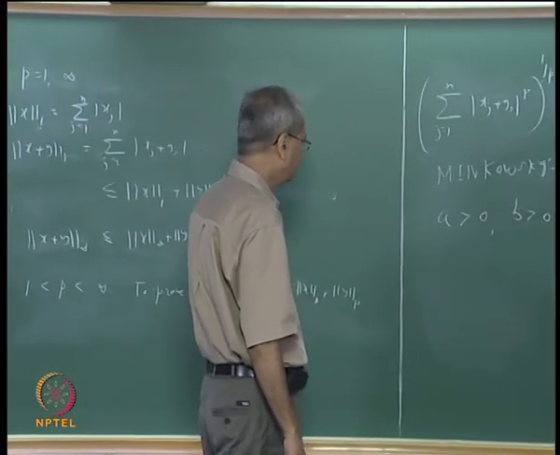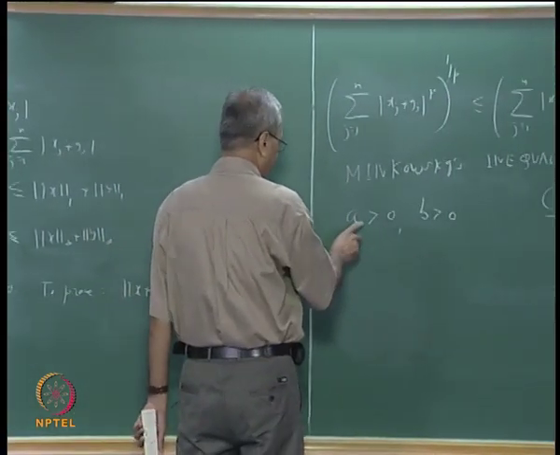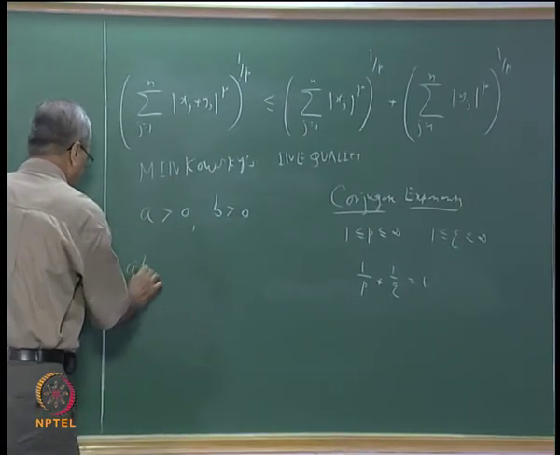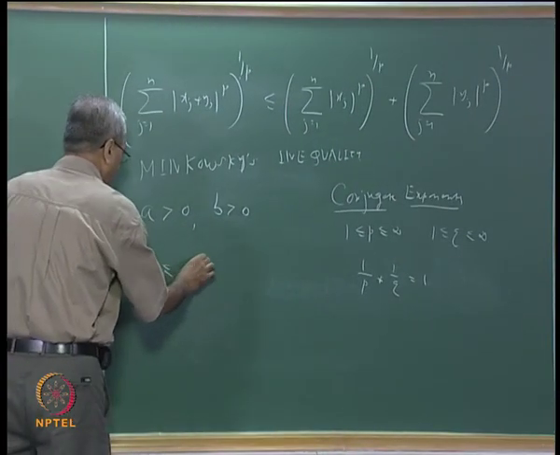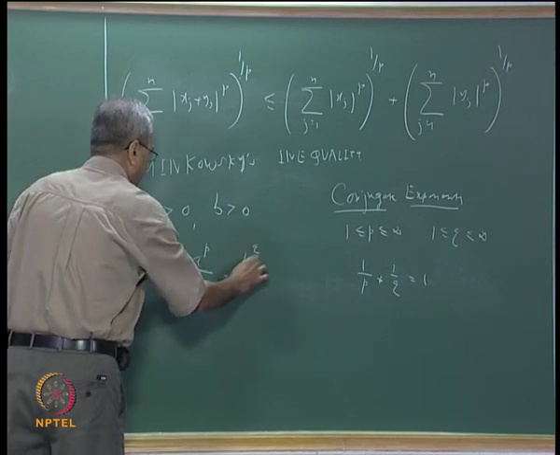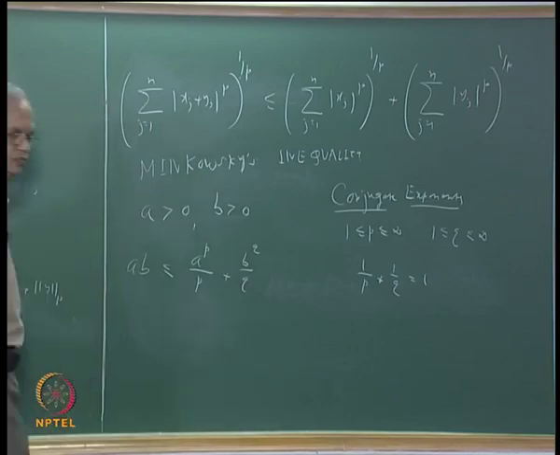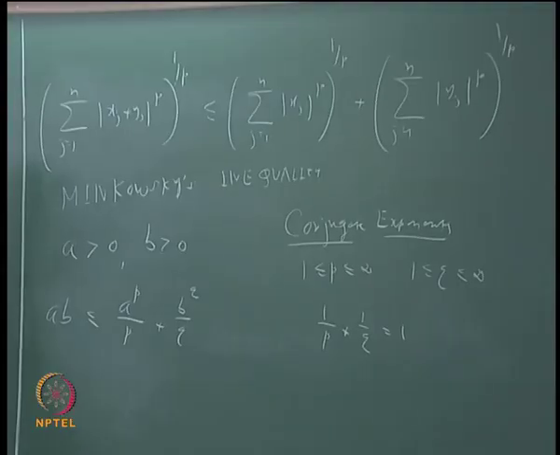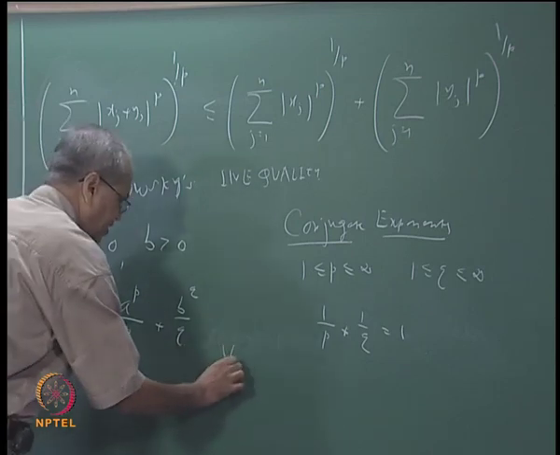So where does that come into the picture here? It is this inequality: if you take two positive numbers, then ab is less than or equal to a^p / p plus b^q / q. This is sometimes called Young's inequality.